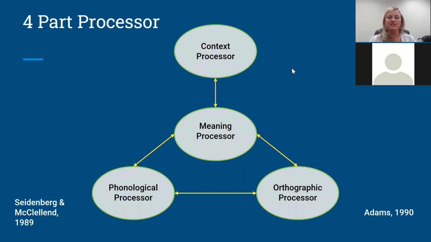The second model I wanted to share with you and break down this afternoon is the 4-part processor. The 4-part processor was originally created by Seidenberg and McClelland in 1989, as well as Adams in 1990. This 4-part processor really takes a look at the phonological processor, being the sounds that we hear, the orthographic processor being the print to speech. Ultimately, those two feed into our meaning processor, which is making sense of what we hear and what we're seeing. And then the output of all of those together gives us our context processor.